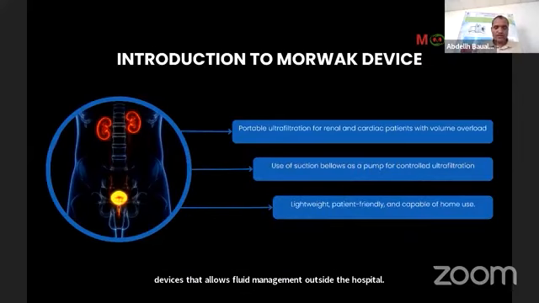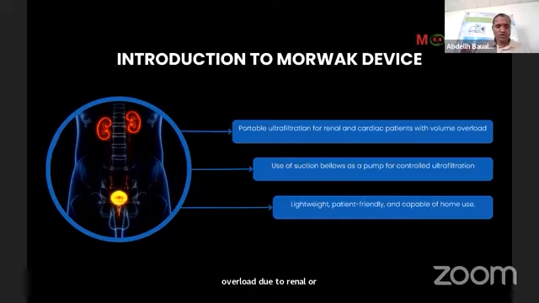The MORWAC device is a portable ultrafiltration solution aimed at patients with volume overload due to renal or cardiac conditions. It uses suction bellows to control ultrafiltration, making it lightweight and suitable for home use. This design empowers patients, providing them with greater independence.